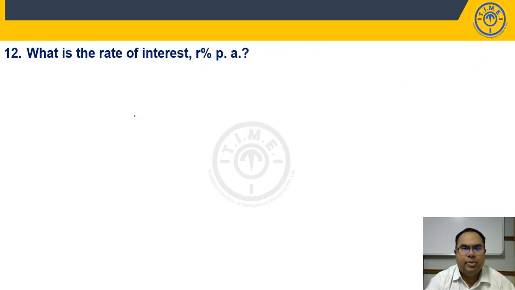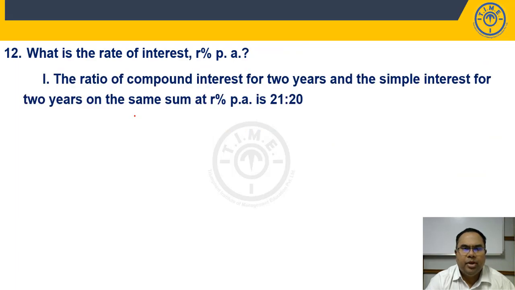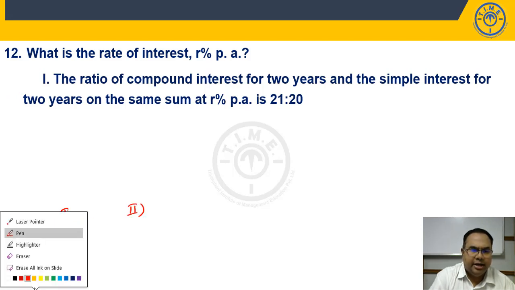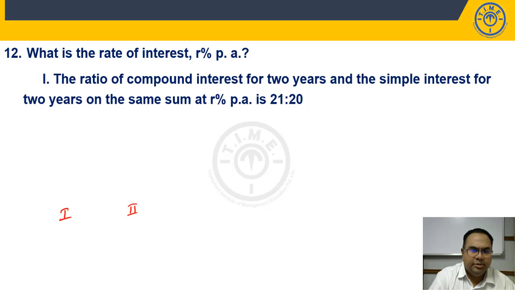What is the rate of interest per annum? The ratio of compound interest for 2 years to simple interest for 2 years at R% is 21:20. Right. First year, second year. First year, second year. What is my simple interest?